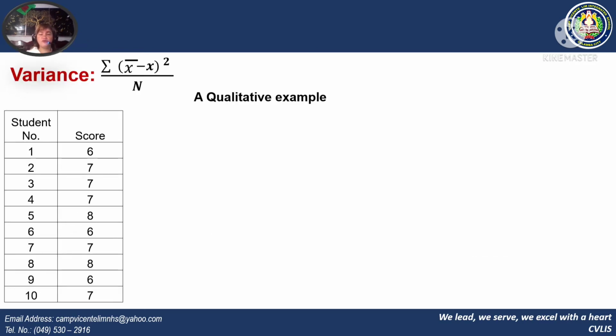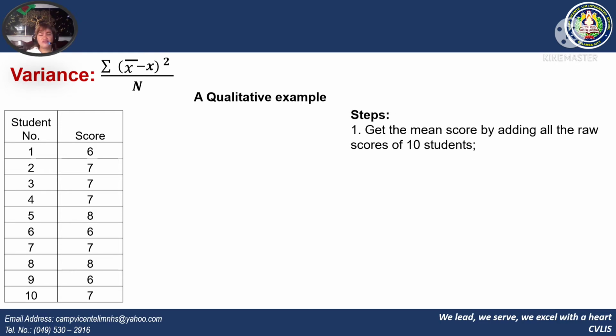Now let me show you how you will be able to get the variance of the data set. In this example, we have a table containing the scores of 10 students: 6, 7, 7, 7, 8, 6, 7, 8, 6, and 7. We need to follow these steps to obtain the correct answer. First, get the mean score by adding all the raw scores of the 10 students. You simply add all the scores and then divide the sum by 10. So we have 6.9 as the mean value of the data set.